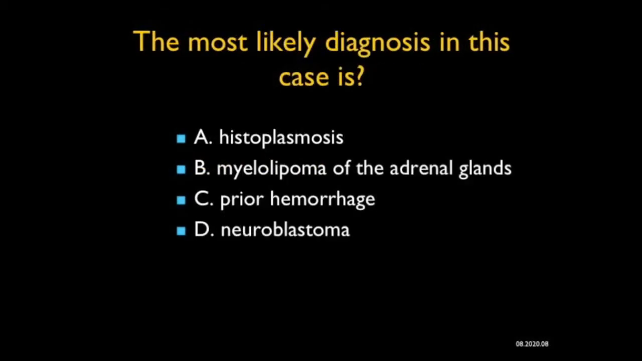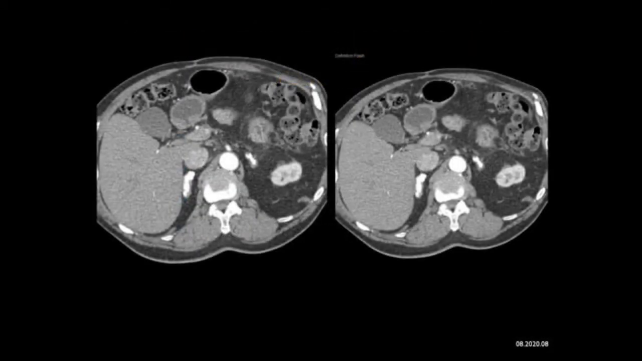Now, what's the most likely diagnosis in this case? What I'm showing you are bilateral adrenals that are calcified. Okay, very straightforward. The adrenals are calcified and they're small. What can cause this? Well, prior hemorrhage can cause that, but bilateral prior hemorrhage, the patient would be Addisonian. Okay, this patient wasn't.